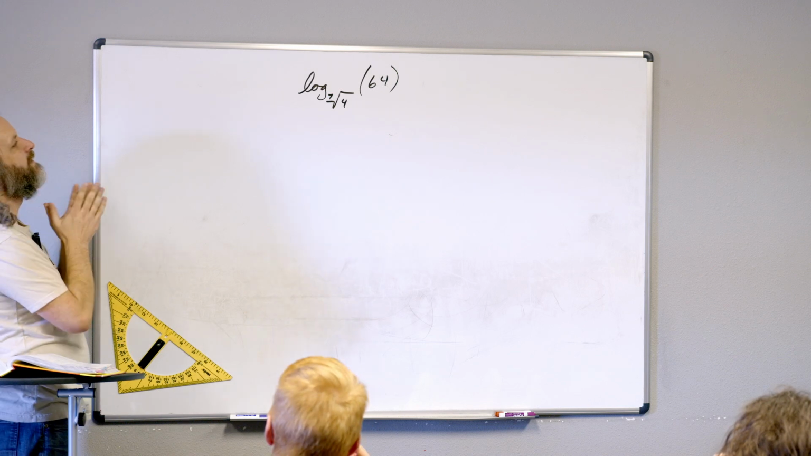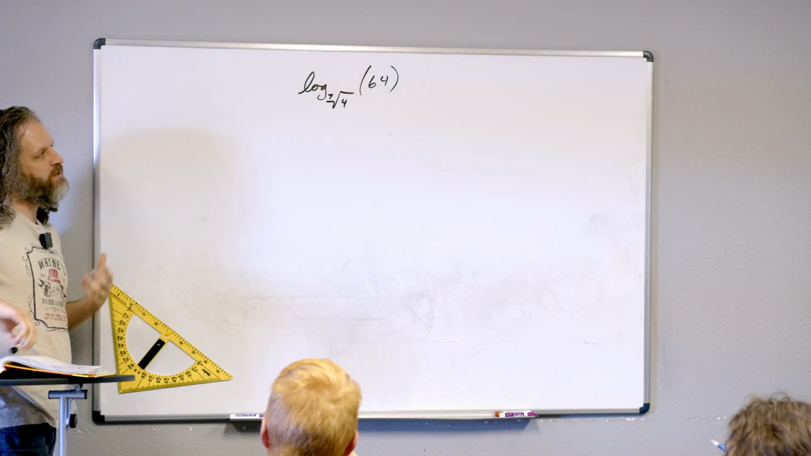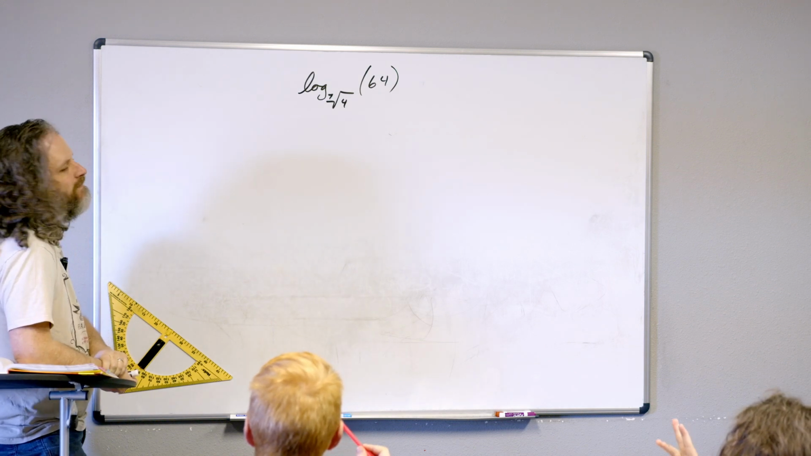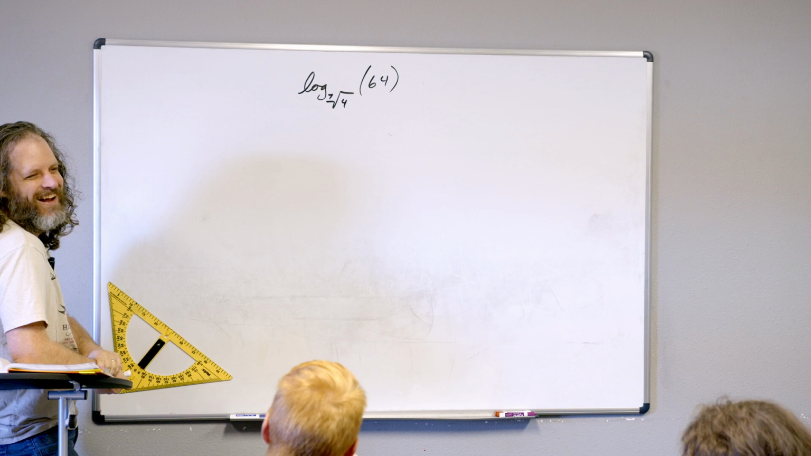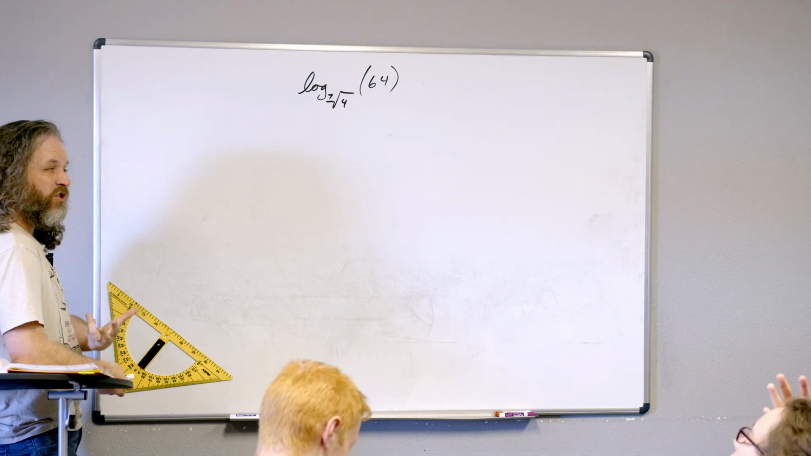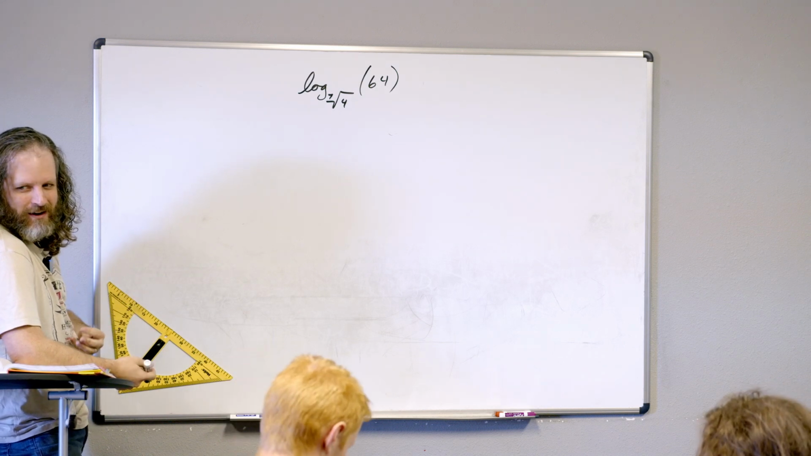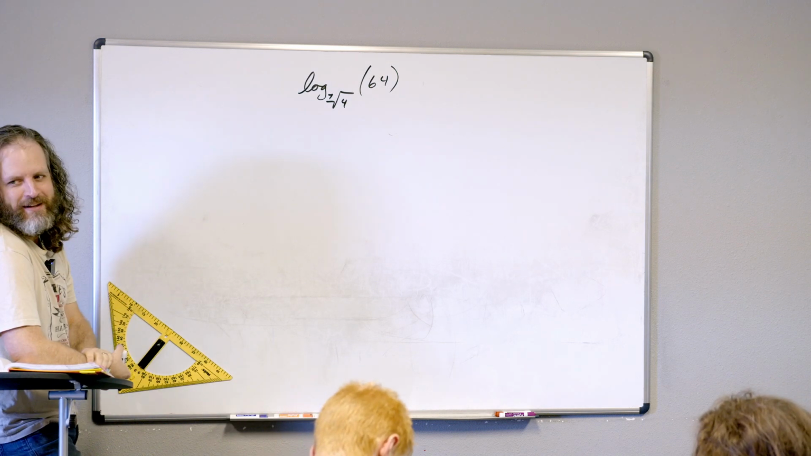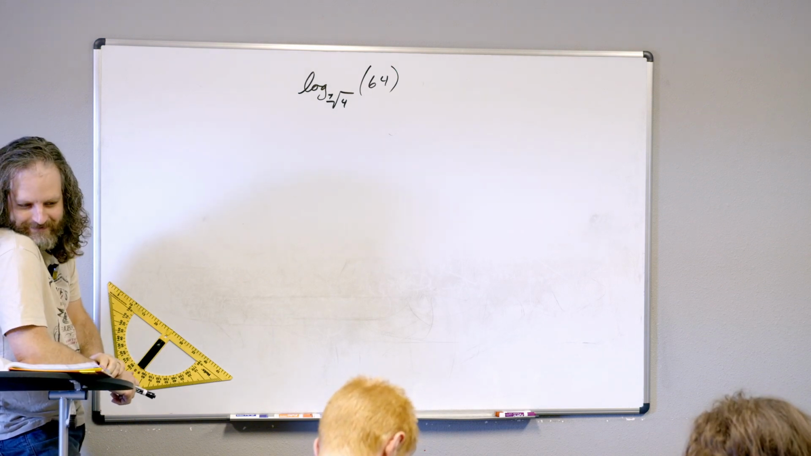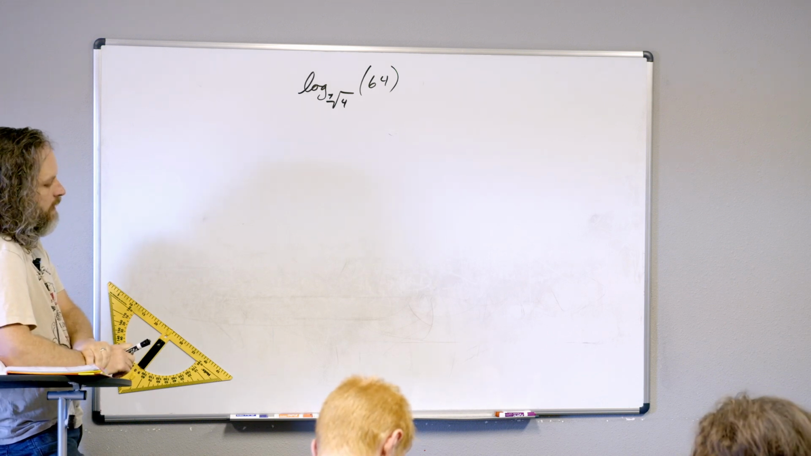The 7th root of 4. Can we turn 64 into a 4? Yes. How? Divide by 16. Sure, divide, but I really want exponents, because I've got exponents and logarithms, so I really want 4 with some sort of exponent. So 4 to the 3.